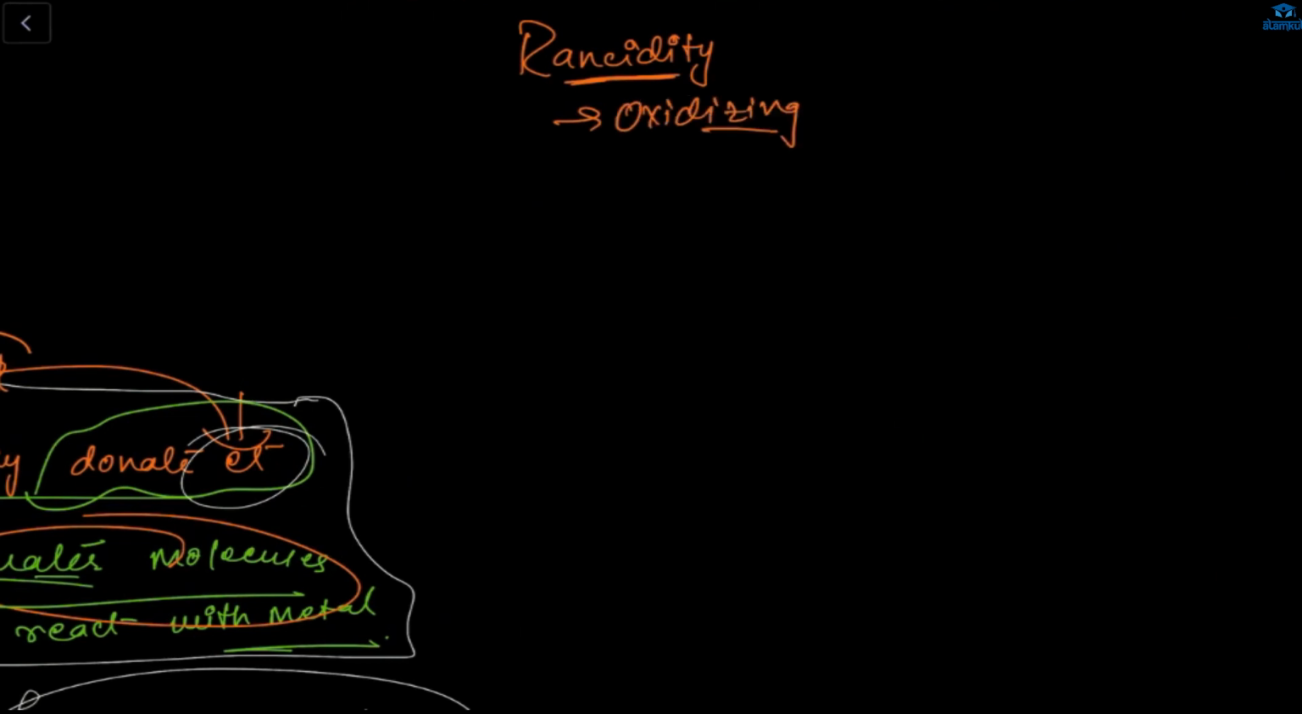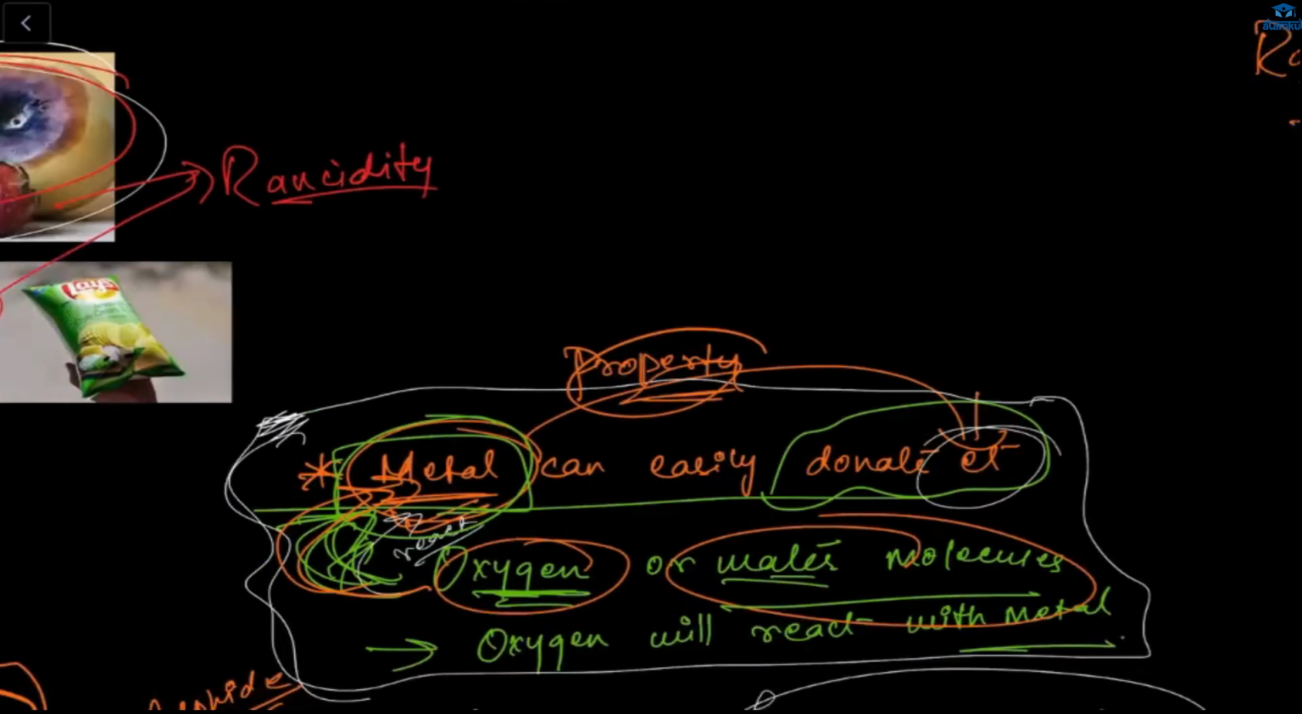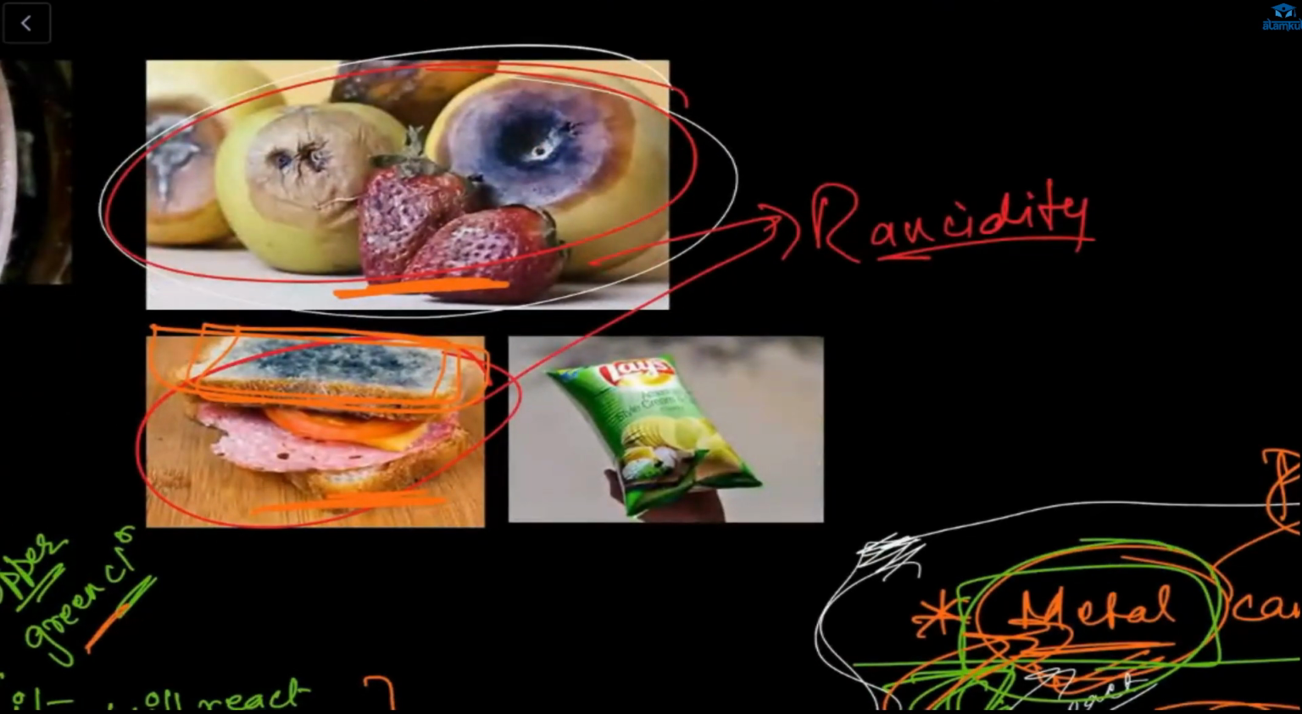Rancidity is a process of slow oxidation of oil and fat present in the food material, resulting in a change of smell and taste in them. See, what happened? If we keep food outside for a longer time, this fungus appears. This is my sandwich, and this is the fungus, the microorganism. They start developing, start eating my food. That whole process is known as rancidity.